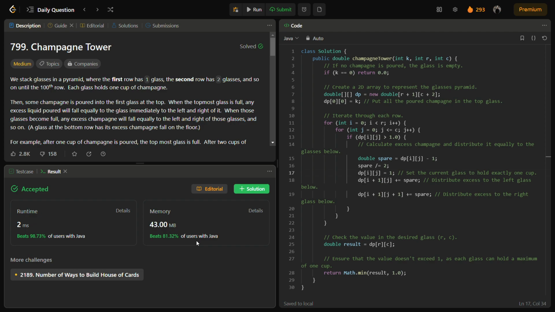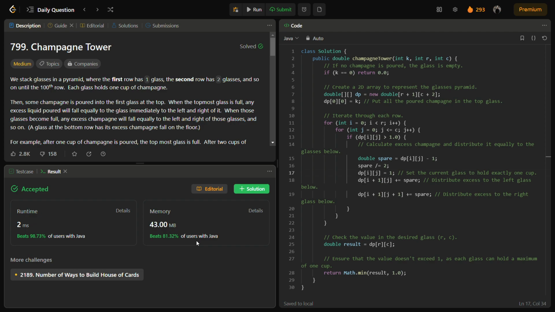Time complexity is r raised to the power 2, where r is the number of rows we want to reach. We iterate through each row and iterate through the glasses in that row. The space complexity is also r square. Both these complexities are r square because r is the number of rows, and in the worst case, each row can have a maximum of r glasses. That's why it is r into r.